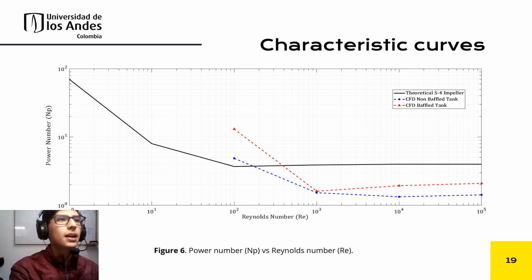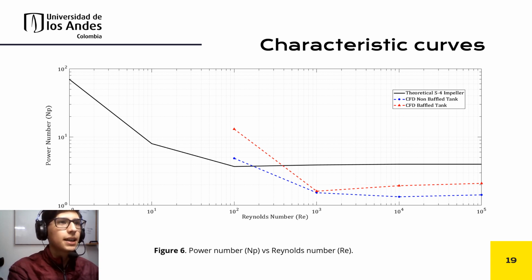The power number is a function of numerous variables, such as the type of impeller, the Reynolds number, and geometric parameters such as the diameter of the tank or the diameter of the impeller. In the figure, you can see the behavior of the power number as a function of the Reynolds number, in which, for example, you can see that the unbaffled tank has a constant behavior on turbulent regime.